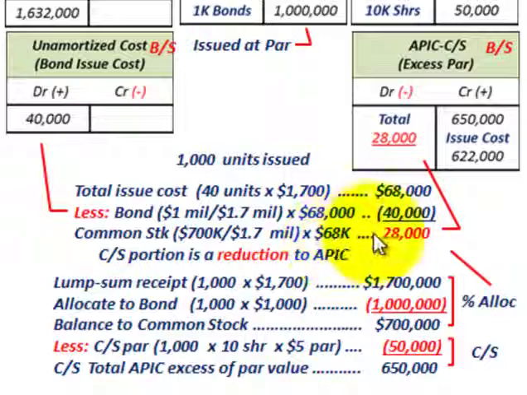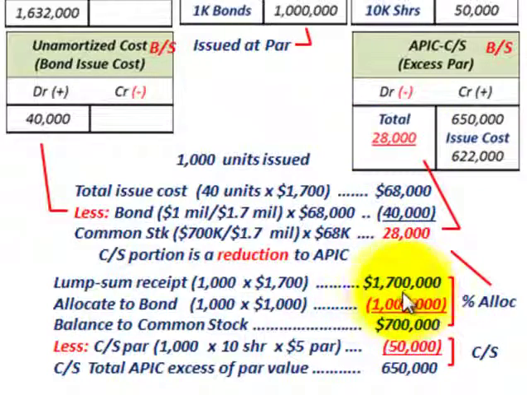So our common stock issue cost will be $28,000, and that was simply our fractional amount of the total allocated to common stock of $700,000 over the total sales of $1,700,000. That fractional amount times our total issue cost of $68,000 was $28,000. And then we looked at it both as the fractional amount that we used, plus it was just the net amount between the total issue costs and what was allocated to the bond at $40,000, that gave us $28,000. So we've taken care of both of these.